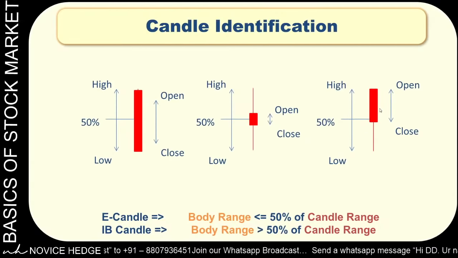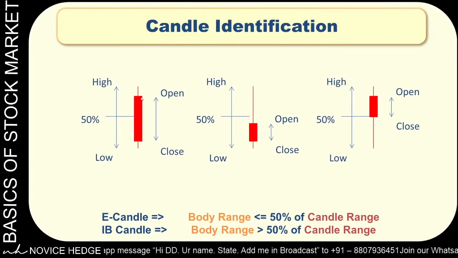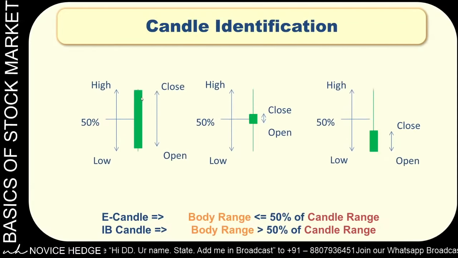One thing we need to understand is that a red IB candle indicates that the sellers are dominating it, whereas if it is a green IB candle, it means that the buyers are dominating it.